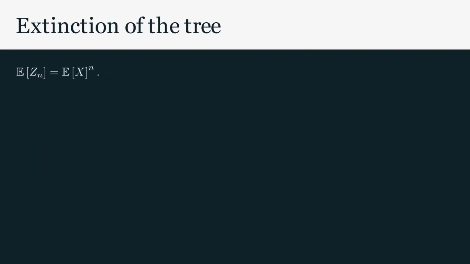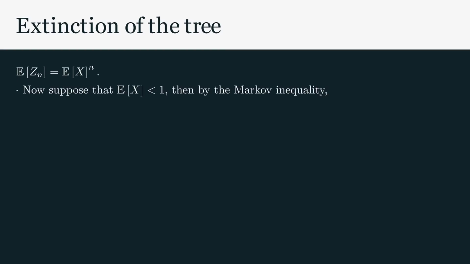We can now use this relationship to prove a very tangible fact about these trees, specifically about the extinction of these trees. We can now use the Markov inequality. This allows us to relate this probability that Zn is greater than 1 to its expectation by an upper bound.